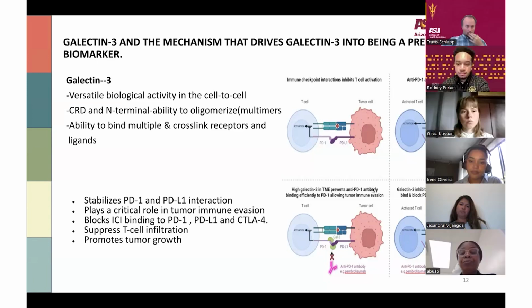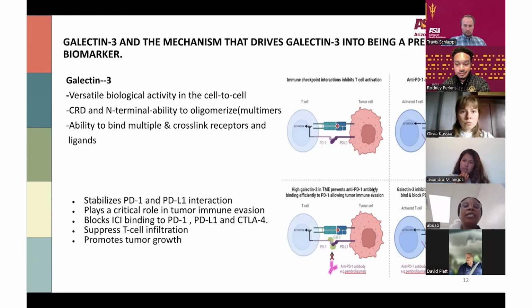So this is the pictorial representation of how GAL-3 tries to cooperate with PD-1, so that PD-1 will not allow ICI to function normally the way it's supposed to function, so as to destroy the tumor cells. So this is the structural representation. The GAL-3 stabilizes the interaction between PD-1 and PD-L1. It plays a critical role in tumor evasion, and it blocks ICI. It blocks ICI binding to PD-1, because if ICI binds to PD-1, it will make the T cell function, to play its role. But it blocks this ICI from binding to PD-1. It suppresses T cell infiltration, hence it promotes tumor growth. Next slide, please.